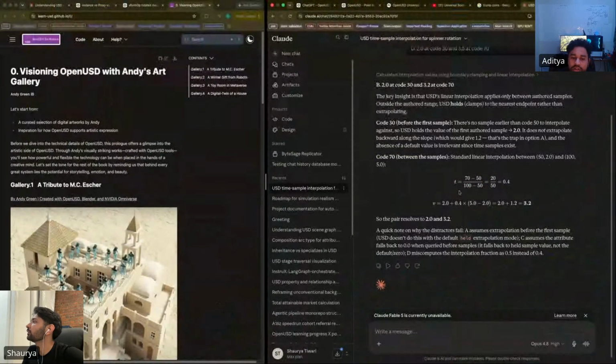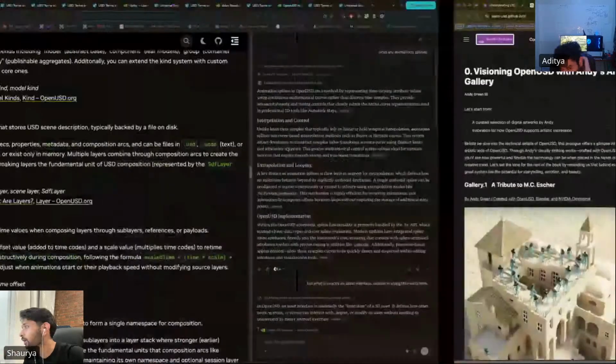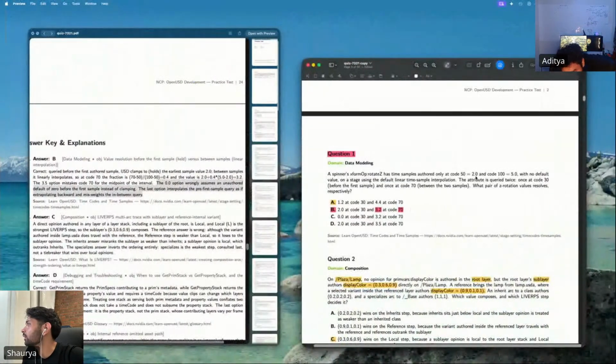Look at this math. So it's 70 minus 50. Wait, what is the question? Bro, it's a simple scaling thing. A time sample is authored only at code 50. At 50 the value is 2. At 100 the value is 5. What will be the value at 70? That's the question, and it is simple math.